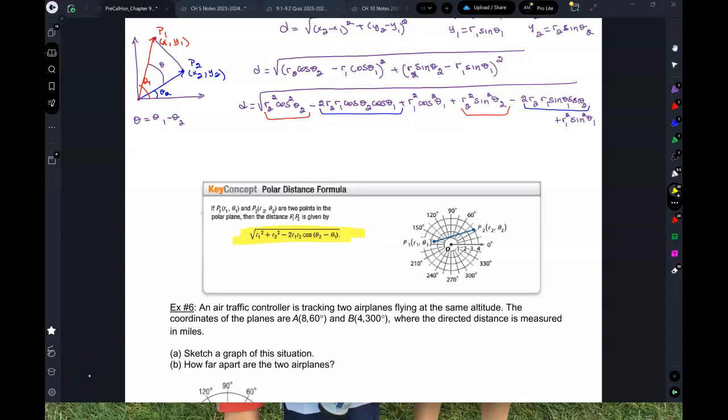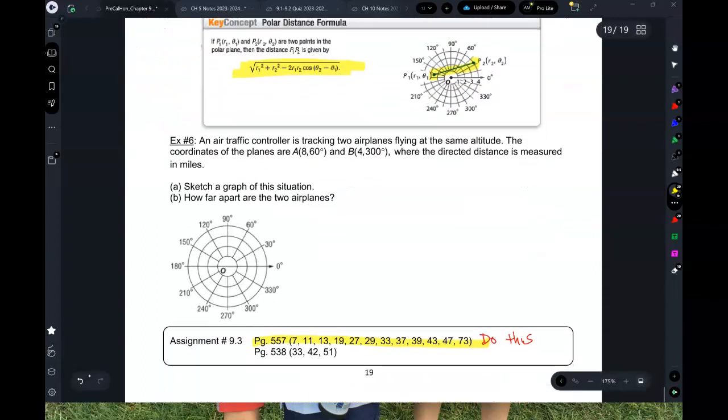Once you simplify all that, and again, I don't want to go through too much of it for time, what you end up with is this. And that's how you can find the distance between any 2 points using polar coordinates. Okay? So why don't we apply that to this problem here?